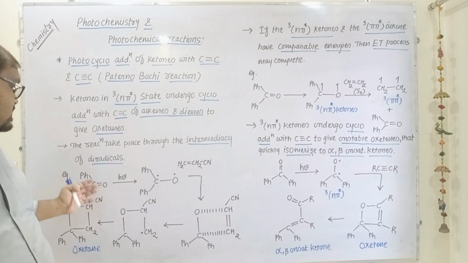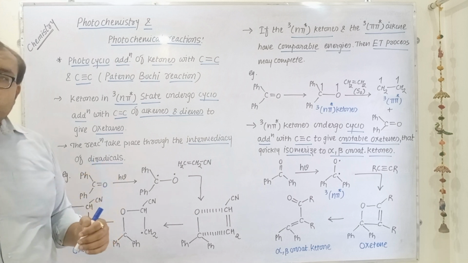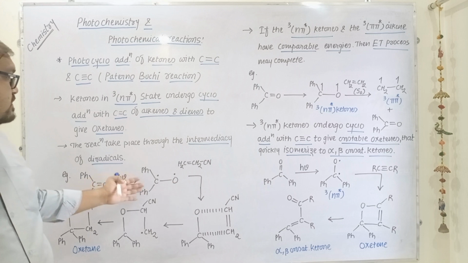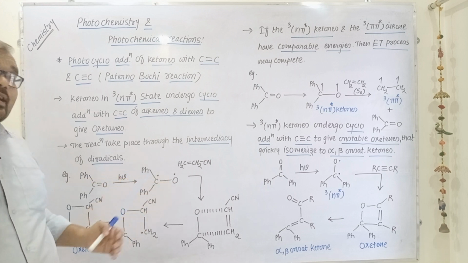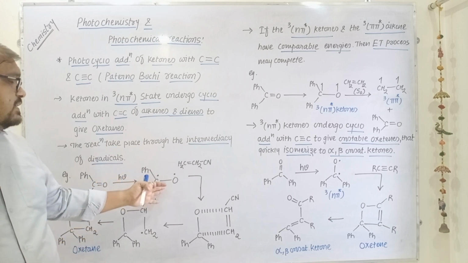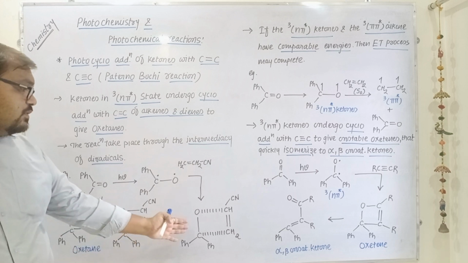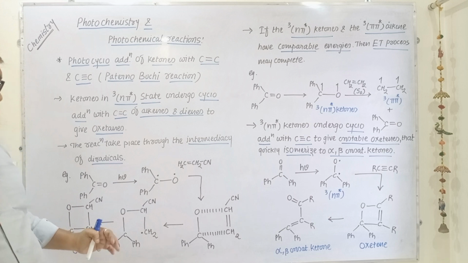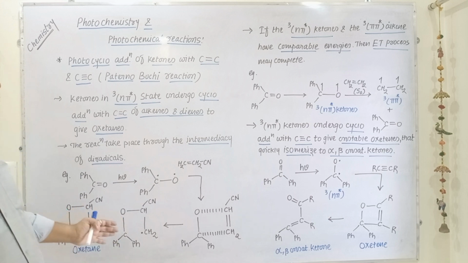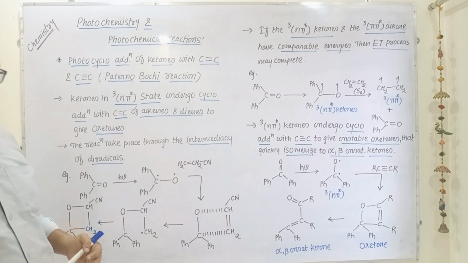As we can see here, when this diphenyl ketone undergoes reaction with h nu photon, first of all it will be converted into a diradical or biradical, as we have discussed. Then when such a diradical reacts with acrylonitrile, it may give such type of intermediate which will finally be converted into oxetane. As we can see here, the 4-member ring with oxygen is known as oxetane.